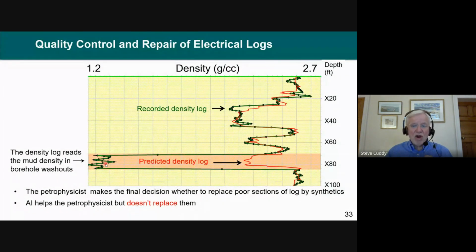But the AI knows what the other logs are reading, and it creates a synthetic log, which will not be exactly the same. It will overlay mostly, but will give you a big difference in this interval where the washout is. So the petrophysicists will make the final decision whether to replace poor sections of log by the synthetic logs, to replace this washout, green, by this red curve. The AI helps the petrophysicists, assists the petrophysicists, but doesn't replace them.